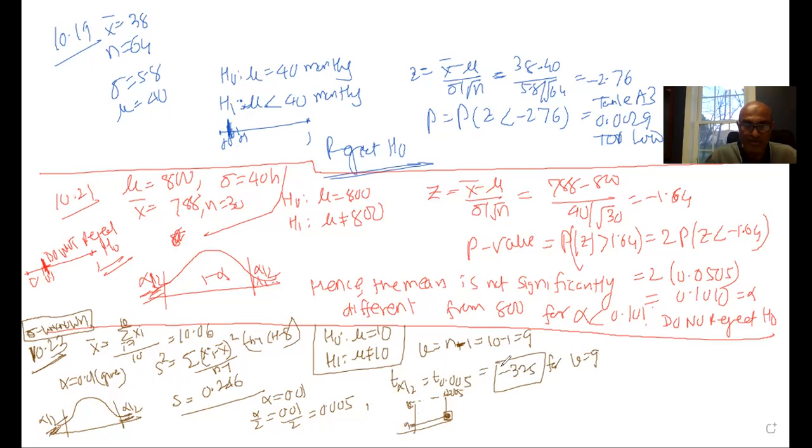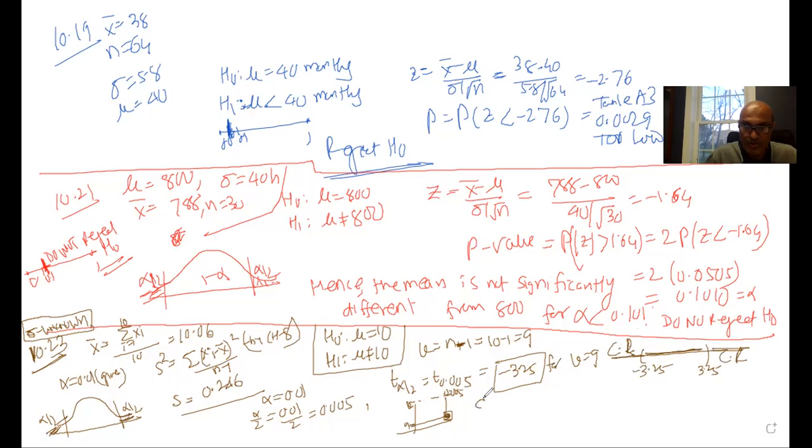So once you have this negative 3.25, the critical region is something like this. This is negative 3.25 and here it is positive 3.25. So this is your critical region, and here it is the critical region. In the critical region you are allowed to reject your H0, but here you have to accept your H0. Okay, fine.